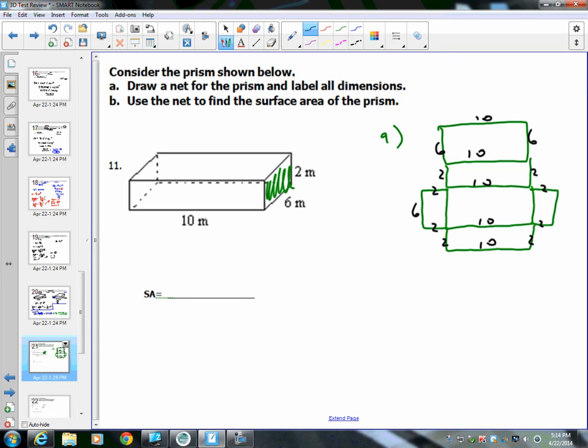6, 6, 6, 6, and 6. Okay, so now that's every single piece labeled. So that would be our net. The next piece of this is to find the surface area of this prism.